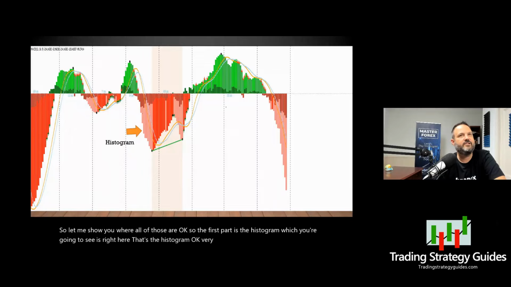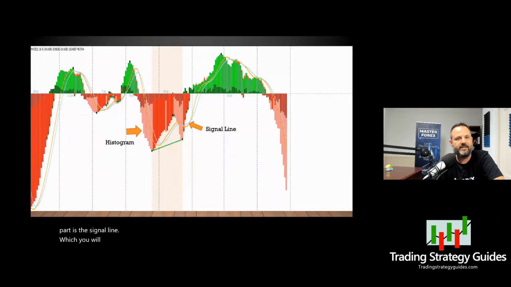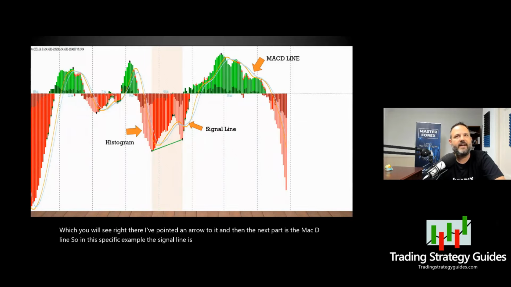I just zoomed in on the MACD. This is an image of the MACD; the chart itself is not in this image. This is literally just a zoomed-in image of the MACD. So the first part is the histogram. The next part is the signal line, which you'll see right there. I pointed an arrow to it. And then the next part is the MACD line. In this specific example, the signal line is the orange line and the MACD line is the blue line. And I'm going to explain what each of these lines is as well.